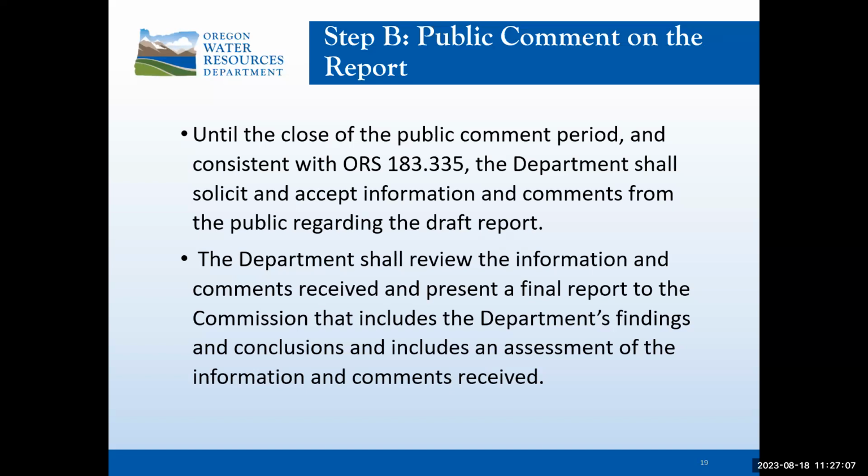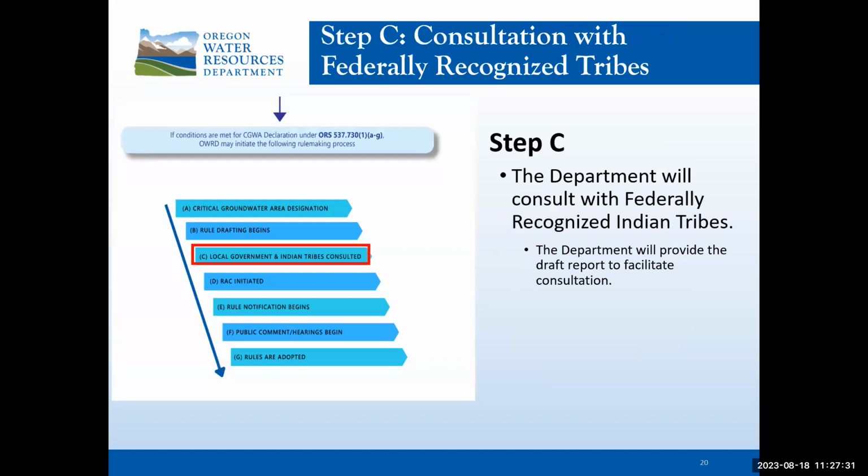So essentially what this says is, after the public comment period has closed, the department is going to review the report, review all of the information and the comments provided by the public about the report, and then is going to provide a final report to the commission that is also going to contain an assessment of that additional information and comments received. So that concludes step B, and now we'll move on to step C, which is consultation with federally recognized tribes and coordination with affected local governments.